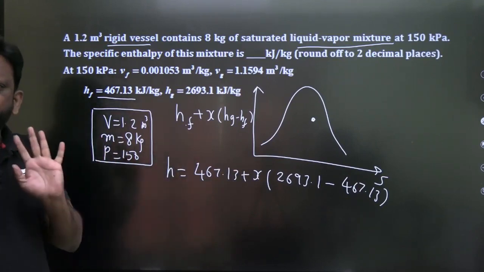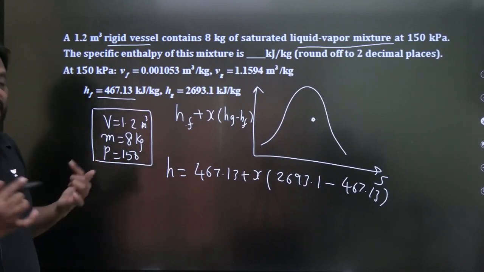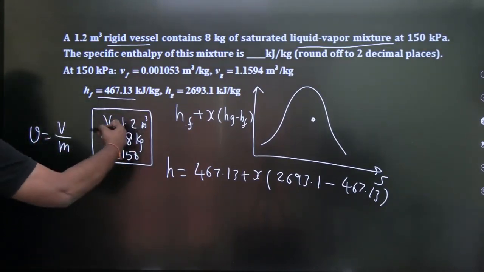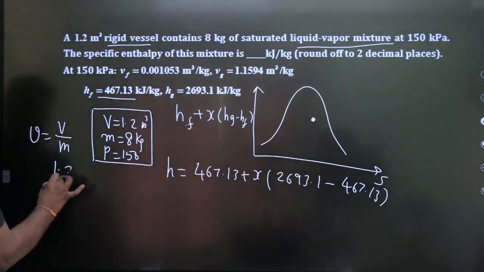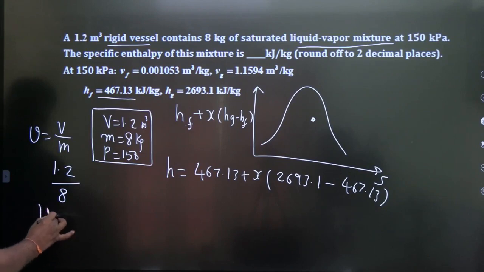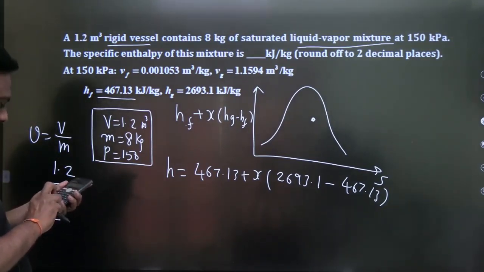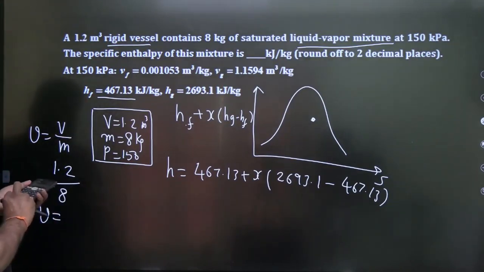How do I calculate x? Very simple. Here mass is given, volume is given. Can I calculate specific volume? Yes. Specific volume is equal to volume by mass, the mixture specific volume. Volume is 1.2 and mass is 8, so you will get the specific volume. How much is this? Please take care of calculations because I have not calculated these values. It's a request. I may be wrong also.